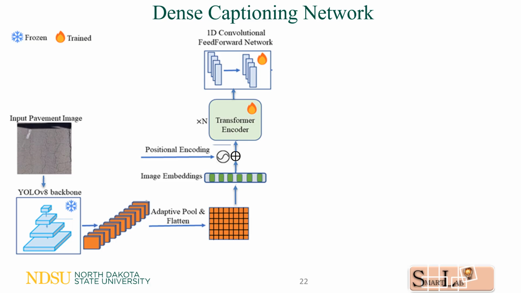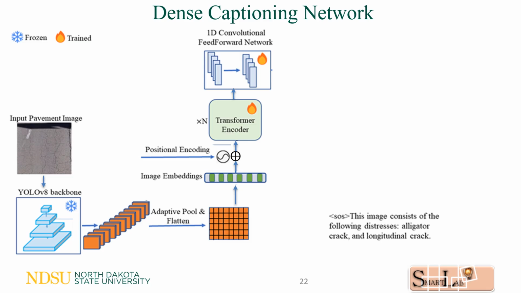We pass the output to a 1D feed-forward neural network. And the reason why we do this is to help capture both the global features and also the local features.